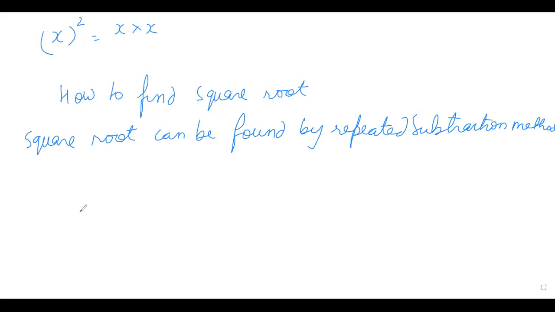So what is the repeated subtraction method? Let's say I want to find the square root of 9. The square root symbol is this which I have made, and it indicates that I have to find the square root of 9. By the repeated subtraction method, we take the number and subtract odd numbers from it repeatedly till we get 0.